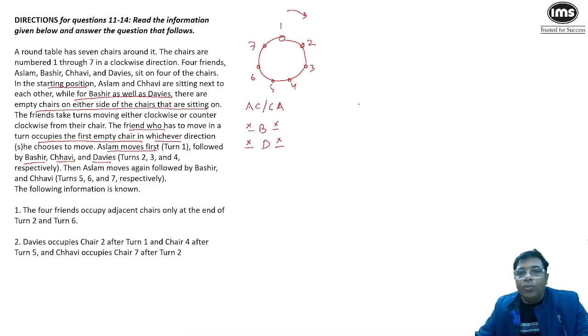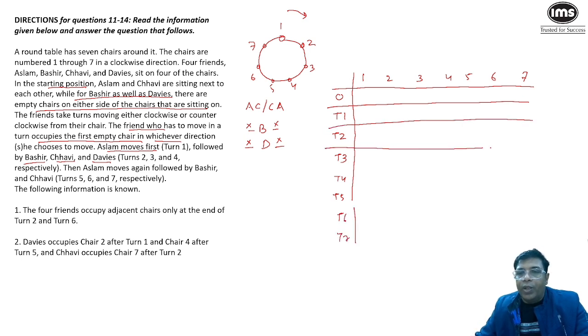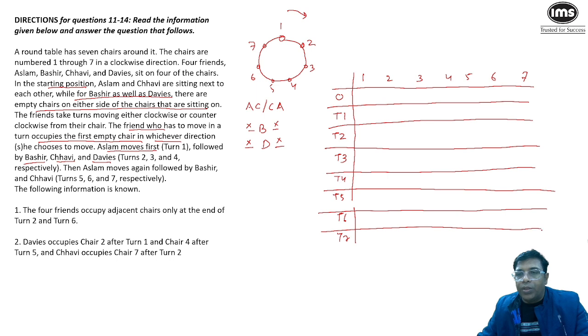So let's try to capture the movement. We will make a simple table. Let's write 1, 2, 3, 4, 5, 6 and 7. These are the positions. Now first I'll write original position. Then after turn 1, then after turn 2, turn 3, turn 4, turn 5, turn 6 and turn 7. So I think we will try to capture all the movement after each and every turn, and this table will help us to capture that.